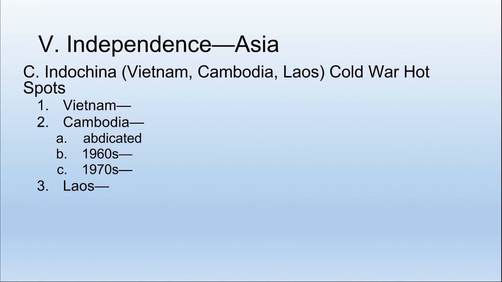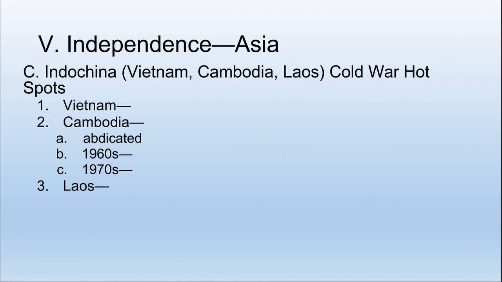And then finally we have Laos, which are the neighbors of Vietnam and Cambodia. They gain independence in 1953. They have a constitutional monarchy that lasts until the communist takeover in 1975, following a brutal civil war.